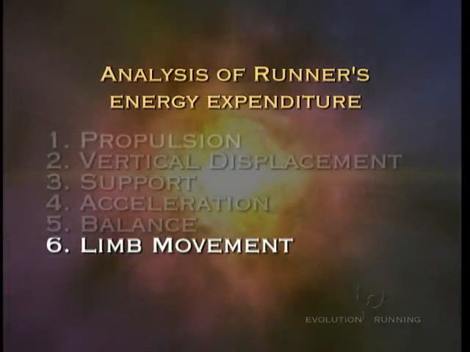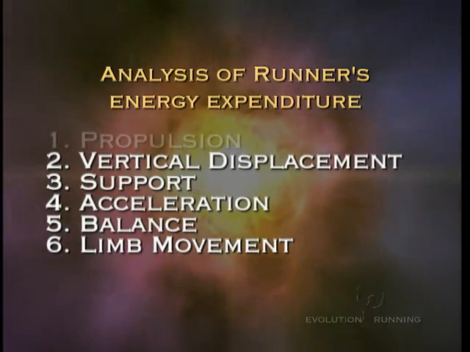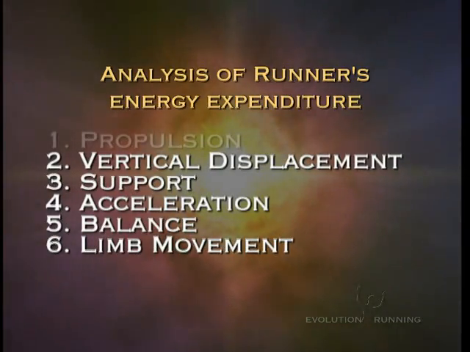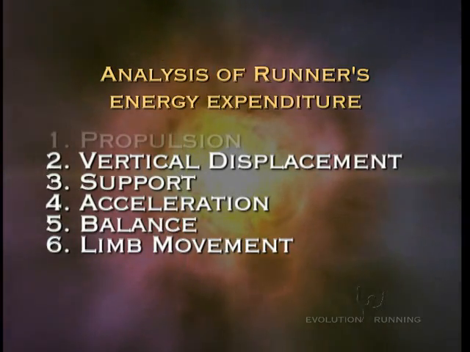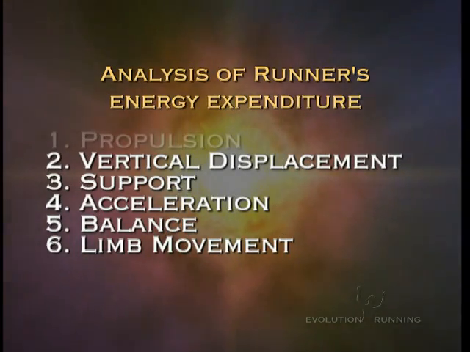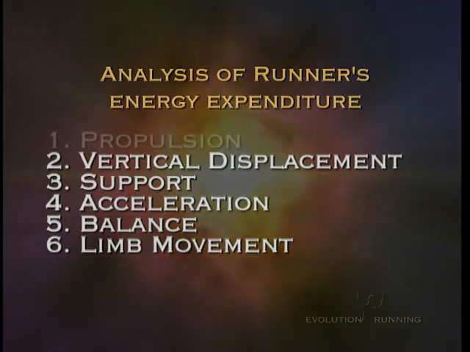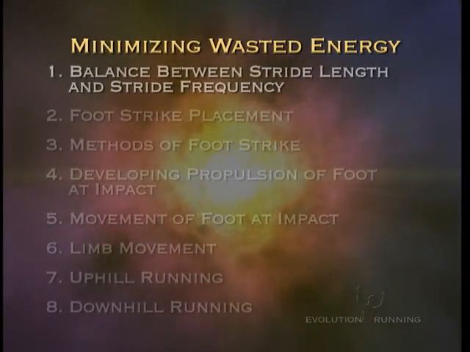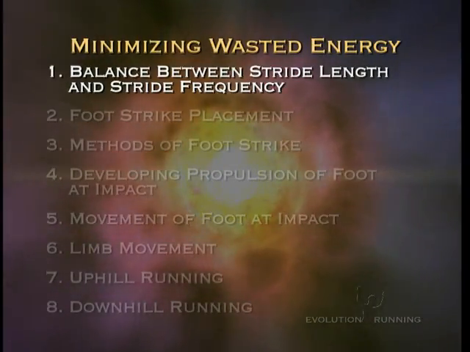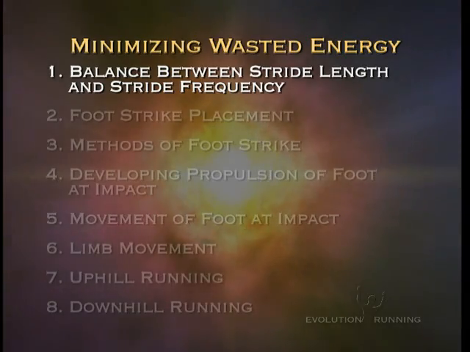The energy represented in numbers 2 through 6 are sources of wasted energy. Efficient techniques minimize each of these, allowing the runner to spend more energy on propulsion and therefore run faster. With a thorough understanding of where runners expend energy, we can now look at ways to minimize wasted energy. The first of those is finding a balance between stride length and stride frequency.